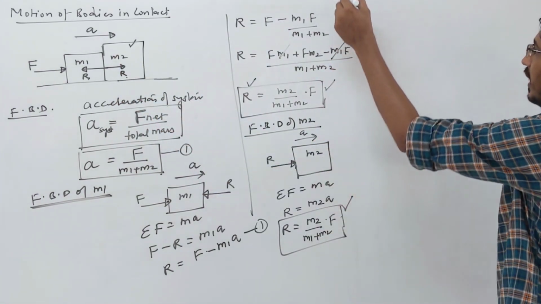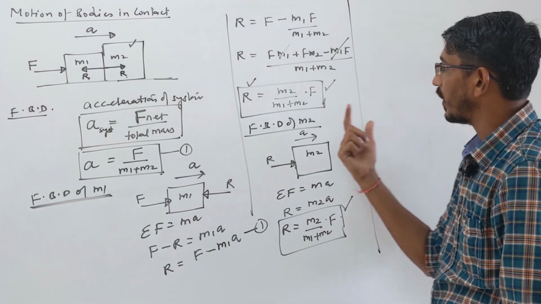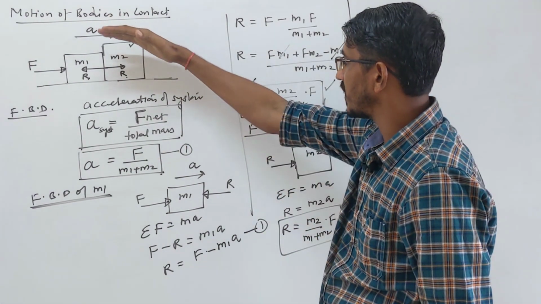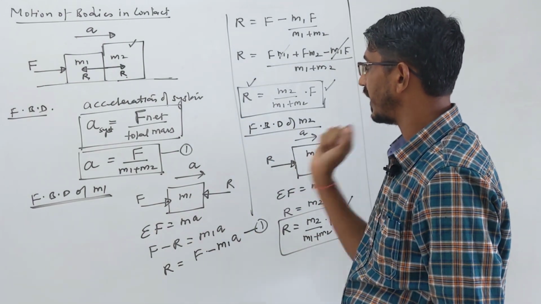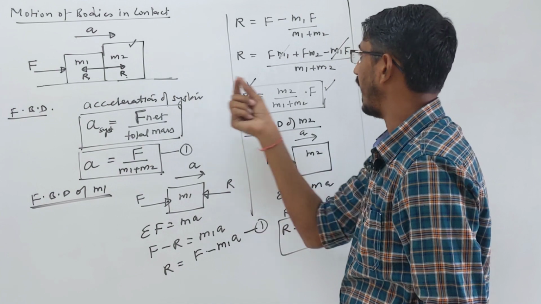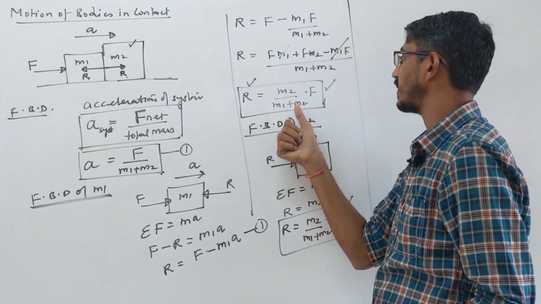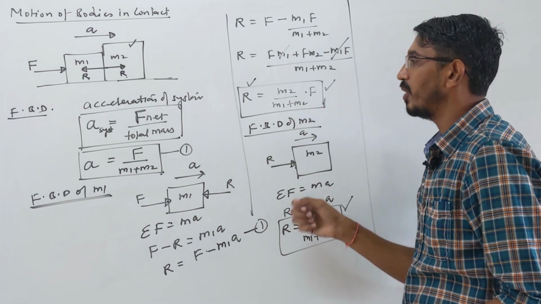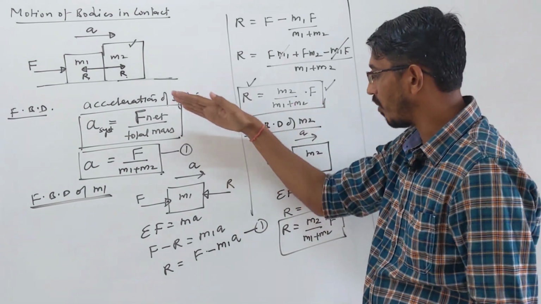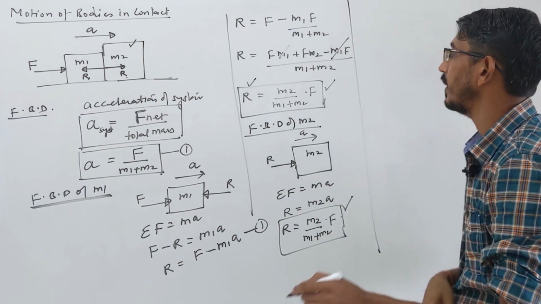Now let's extend this and take three bodies. If you see an important pattern, suppose two bodies are there and you want to answer directly, this is a way to solve. The reaction between the two bodies is simply the second body's mass by the total mass, into the force applied on the first body. But you should not just remember it like this, you should understand how to solve it, because the same procedure is used till the end of the chapter.